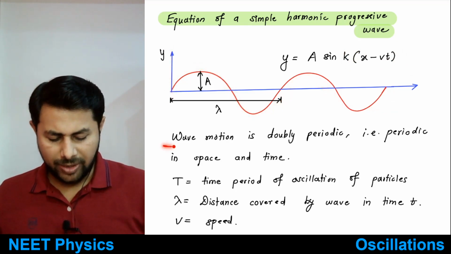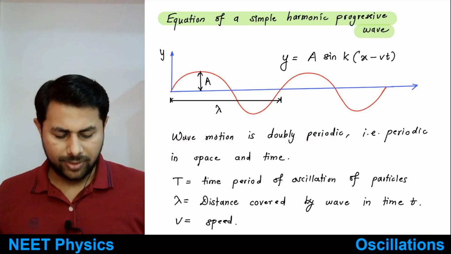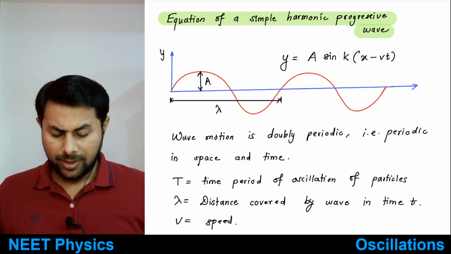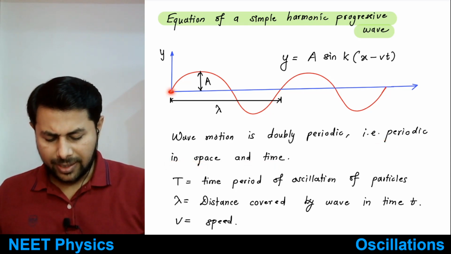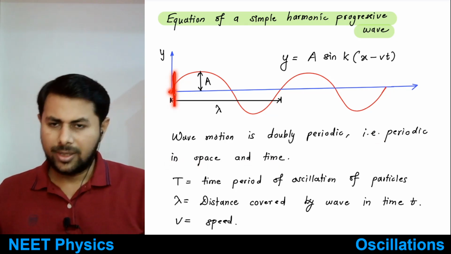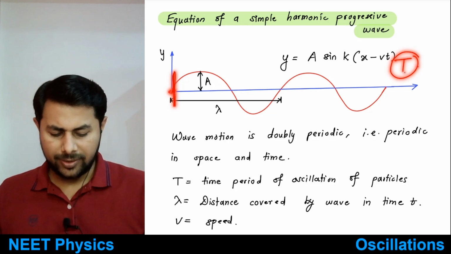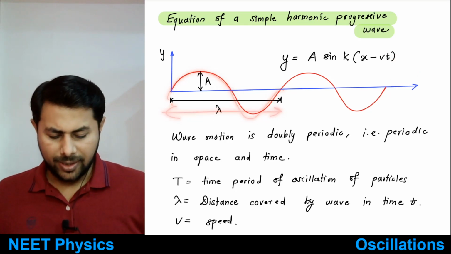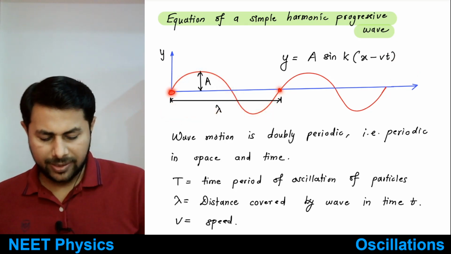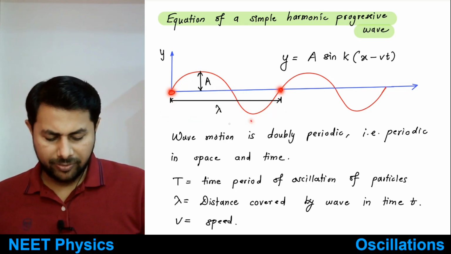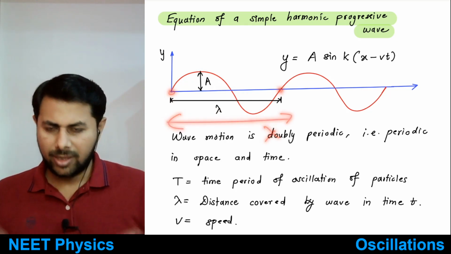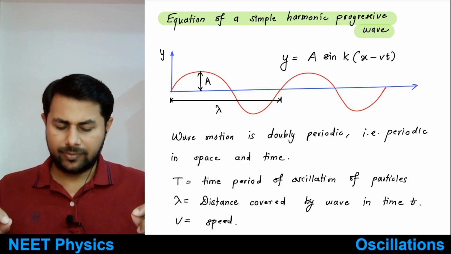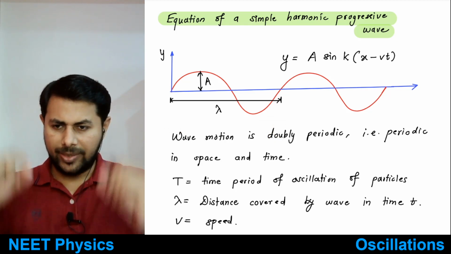And this wave motion is doubly periodic. Doubly periodic means it is periodic in space as well as periodic in time. So what does that mean? The particle at this place will repeat its motion after a time interval of T. In that time interval the wave would reach up to a distance called the wavelength, and you can see that the displacement of this particle and the particle separated by wavelength lambda will be the same. So this particle and this particle will oscillate up and down at the same time. Okay, so their phase is the same.